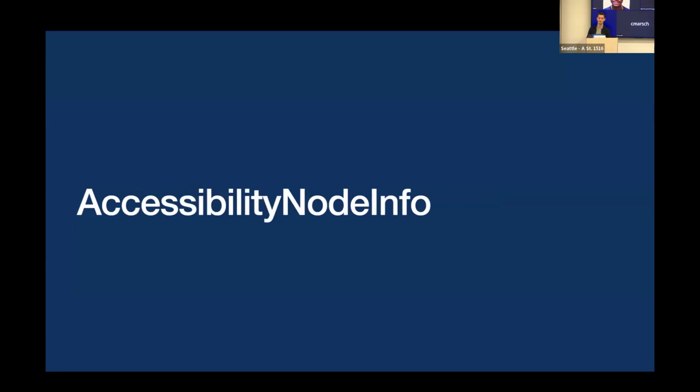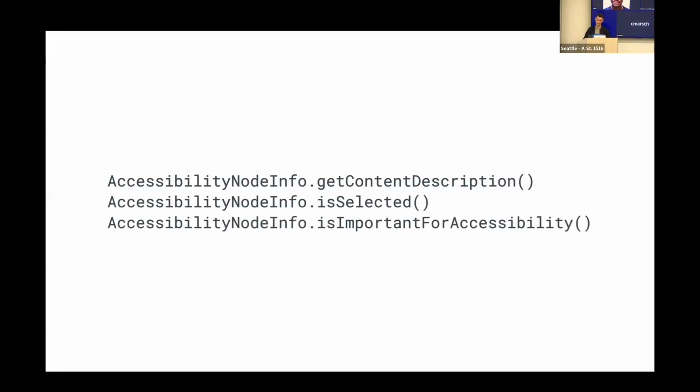On the Android side, the data type that is the structure of this tree is the AccessibilityNodeInfo. This contains many of those properties, like I mentioned. The content description, which describes the UI element, whether or not it's selected, if it's a toggle type UI, and if it's important for accessibility at all, or should just be skipped when used with a screen reader. So all of this information is bundled into these AccessibilityNodeInfo nodes that represent the accessibility tree on Android.